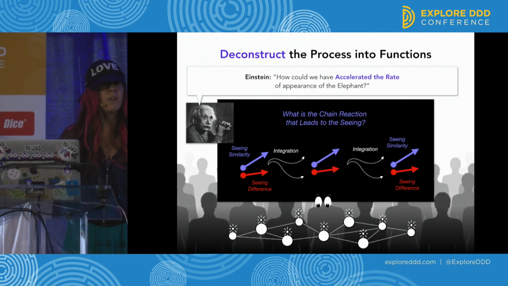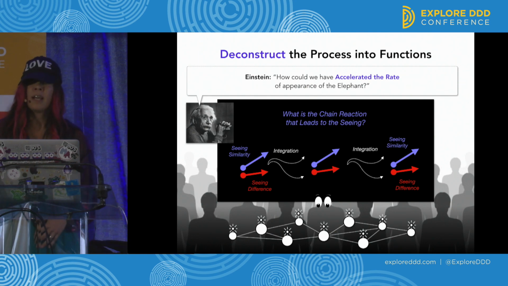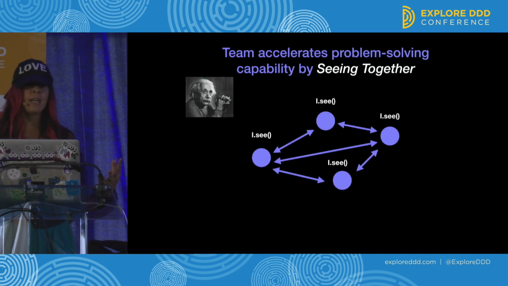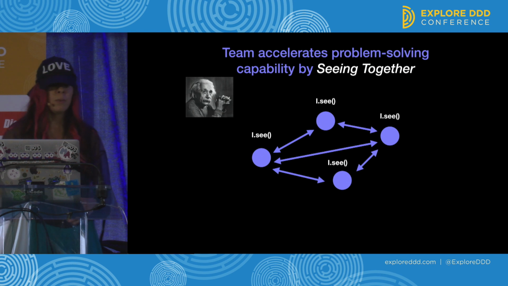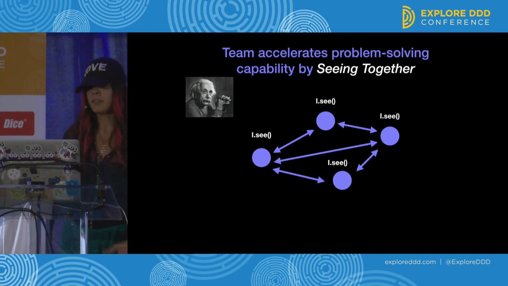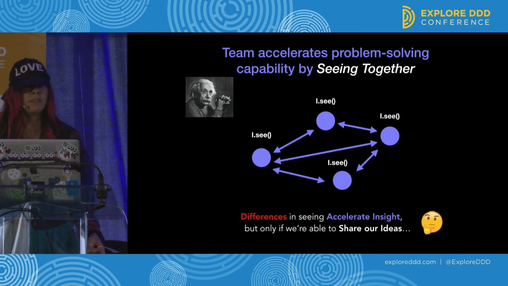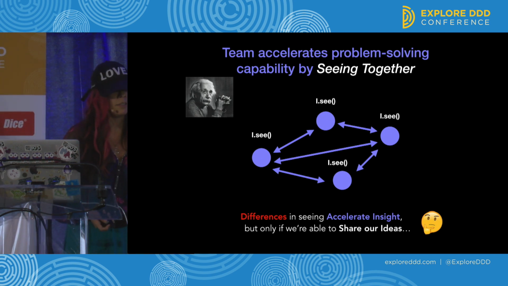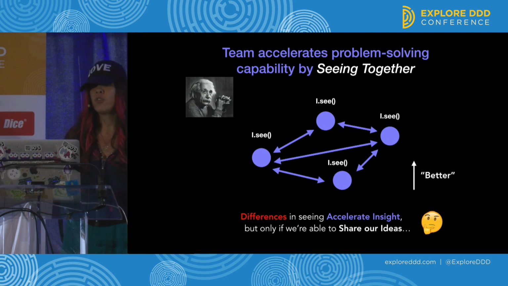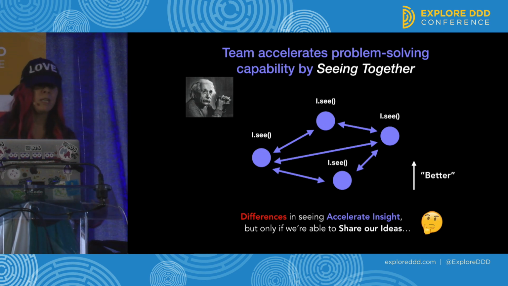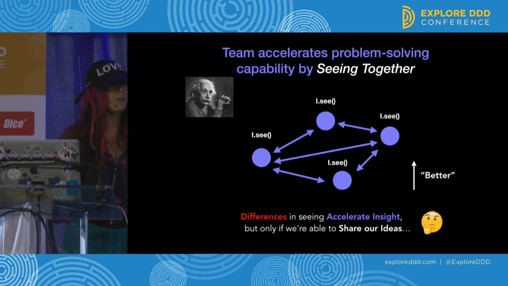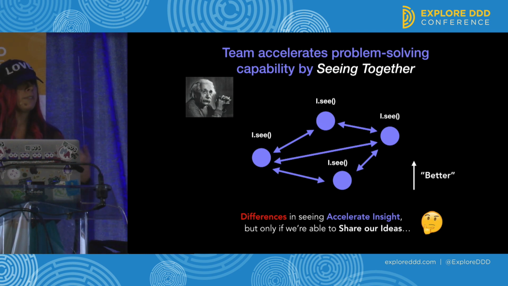So if we think about all the people on our team, we can accelerate the rate of problem solving with this capability of being able to see together. And our differences in seeing accelerate insight, but only if we're able to share ideas. So this gives us a general notion of better, of which way is up. How do we improve our problem-solving capability as a group? And we've got all these different challenges to solve in order to be able to see together.